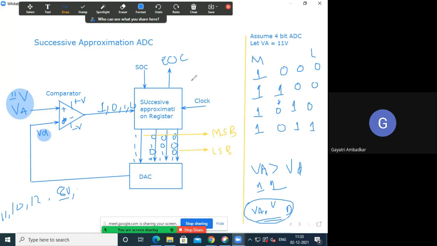So after end of conversion, now you read this digital output. What will actually remain is 1011. So what was your input? 11 volt, and what is your digital equivalent? 1011. So this way this analog voltage is converted into digital form. You understood? Really?